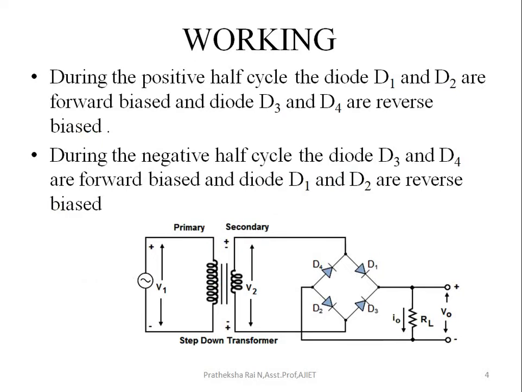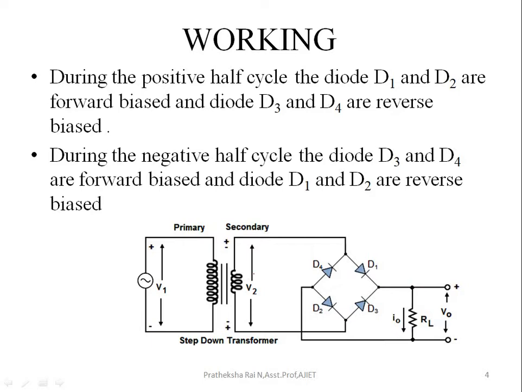During the positive half cycle, diode D1 and diode D2 are forward biased. Because of that, they are in the on state. On state means this becomes a closed circuit, so there is a path for the current to flow. And what about D3 and D4? They will be in the off state, that is, reverse biased. Because of that there will be current flow through the load resistance RL.